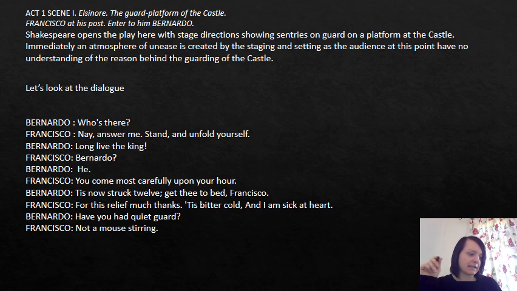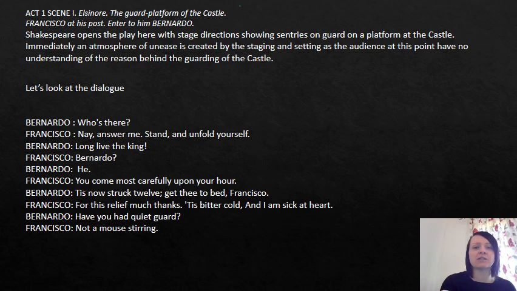So this particular scene here begins in medias res, okay? So right in the middle of the action. So we as audience then have lots of questions. So the unease that's maybe presented here just adds to our questions as an audience as well, because we want to know the reason behind them guarding the castle, okay?